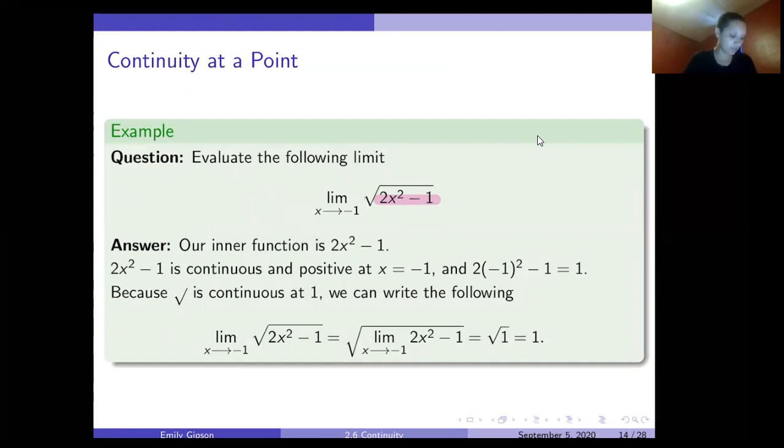And because the square root function is continuous at 1, we can write the following. Our limit as x approaches -1 of f of g is equal to f, our square root function, of the limit as x approaches -1 of g, which is 2x squared minus 1. That's the same as square root of 1, which is 1. So our answer is 1.